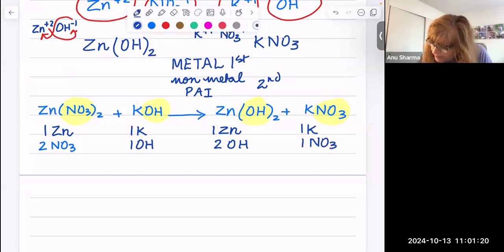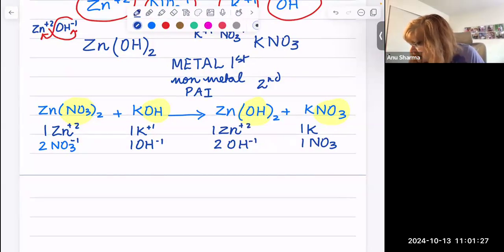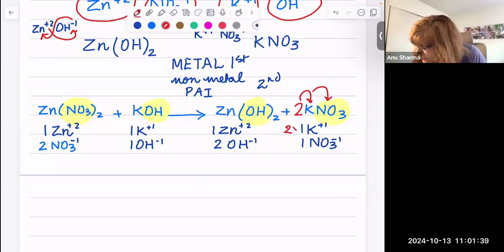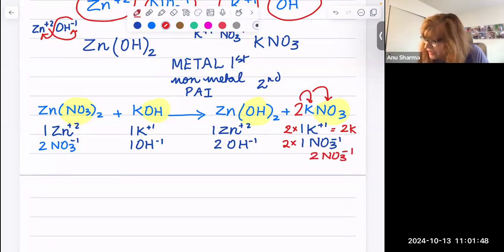Okay, so zinc plus 2 charge, nitrate minus 1 charge, potassium plus 1 charge, OH minus 1 charge, zinc plus 2 charge, OH minus 1, potassium plus 1, nitrate minus 1. Okay, now 2 nitrates on one side, 1 nitrate on the other side. So if you put 2 here, this applies to potassium, applies to nitrate. So 2 and 2. So this gives you 2 potassiums and 2 nitrates, 2NO3 minus 1. Okay, so 2 nitrates are balanced, but potassium got messed up.